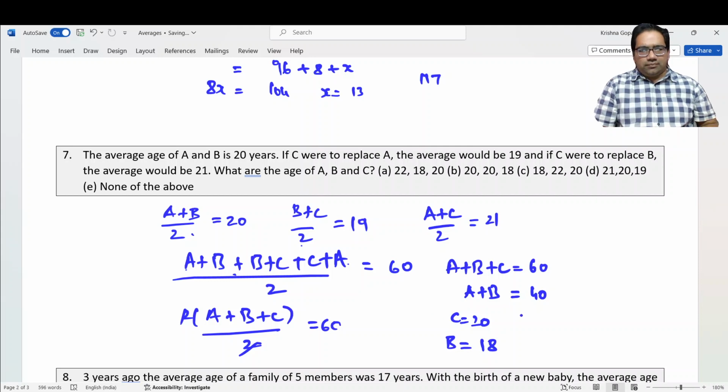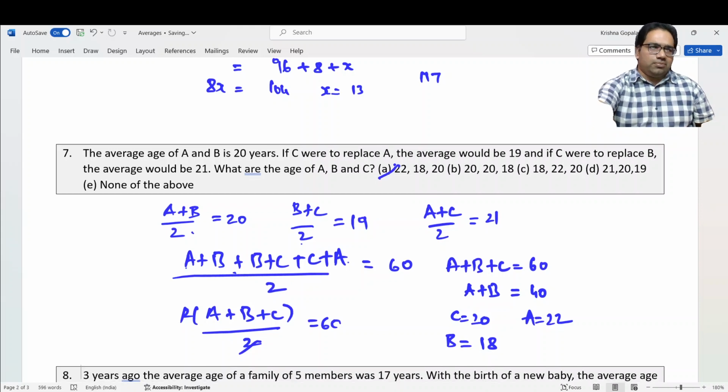Then A is what? A is 22 because A plus B is equal to 40. A is 22, B is 18, C is 20. So this is also an easy problem.